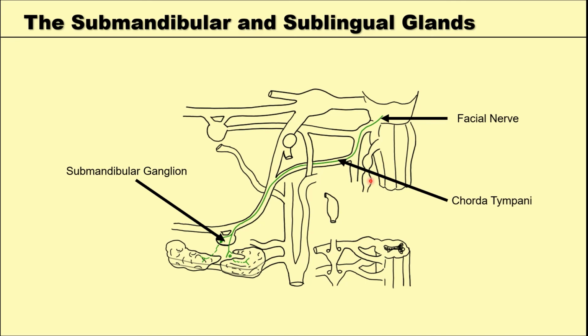The chorda tympani then joins the lingual nerve, a branch of the mandibular nerve. The preganglionic fibres hitch a lift in the lingual nerve to reach the submandibular region, which is found just next to the submandibular gland. The preganglionic fibres then synapse with the postganglionic fibres inside the submandibular ganglion. The postganglionic fibres then leave the submandibular ganglion and travel to the submandibular and the sublingual glands, which are close by.